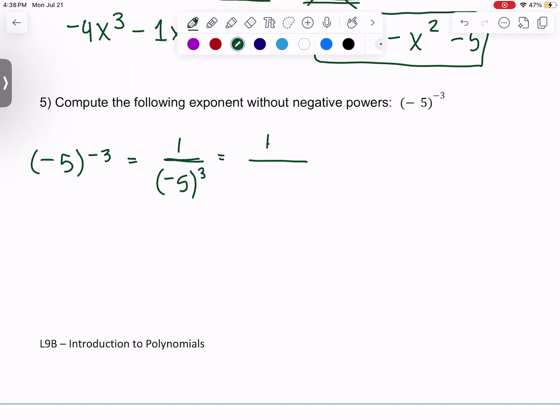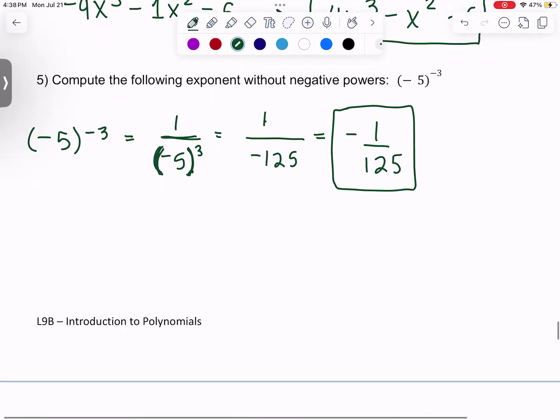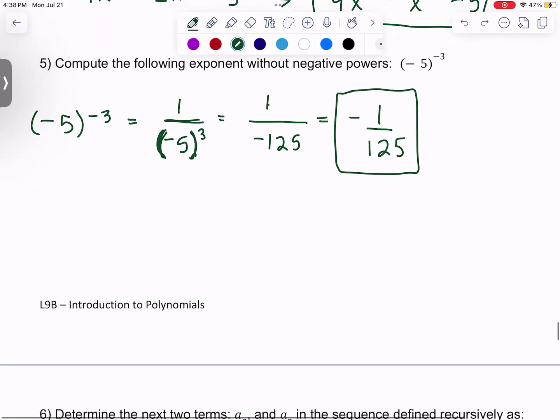-5 to the 3rd power is -125. You have to use parentheses for your calculator to read it right. And so we just say the whole answer is -1 over 125. You could type the whole thing, the original, into Desmos, and it'll pop out the answer for you. But here's the work.